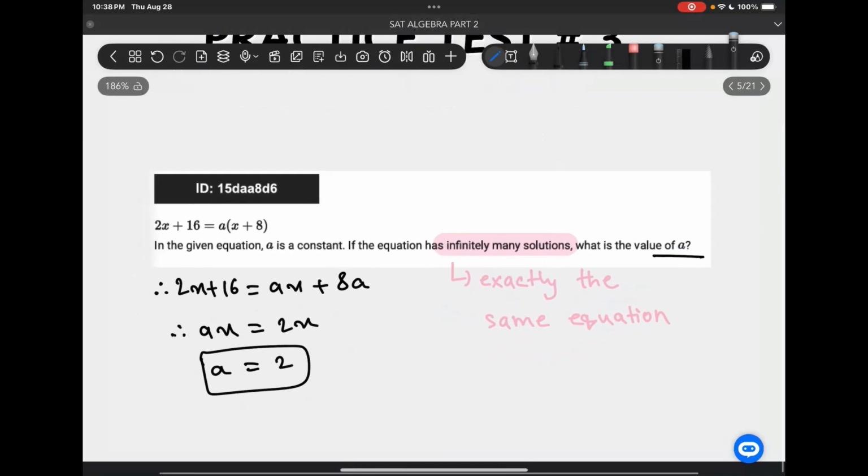The one thing you guys need to remember is that infinitely many solutions means exactly the same equation. If there are two equations given to us and the question says they have infinitely many solutions, it basically means the two equations are exactly the same. So 2x plus 16 is equal to ax plus 8a. I'm just multiplying a with x and a with 8. Which basically means that 2x is going to be the same as ax. So ax equals 2x, therefore a equals 2. So our answer is 2.